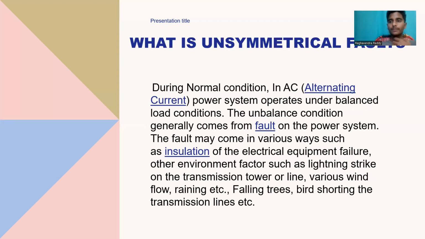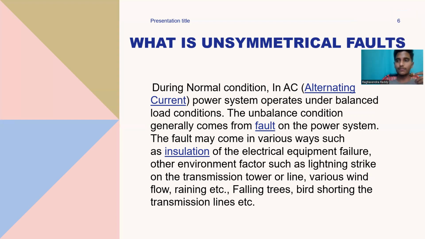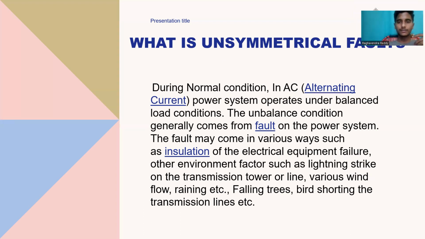So now, before concluding this, I would like to explain what unsymmetrical faults actually are. During normal conditions, an alternating current power system operates under balanced load conditions. The unbalanced condition generally comes from a fault on the power system. The fault may occur in various ways, such as insulation failure of electrical equipment, or environmental factors like a lightning strike on the transmission tower or line, wind, rain, falling trees, birds shorting the transmission line, etc.